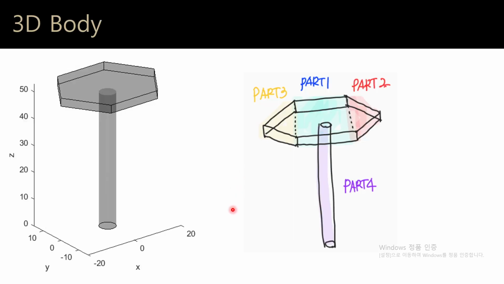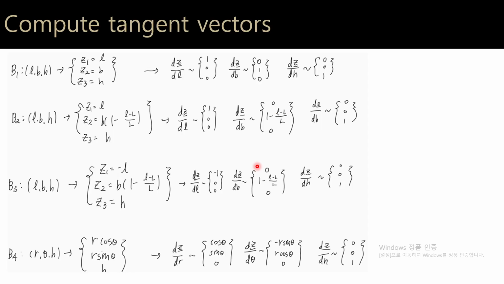This is the 3D body I selected. I divided it into 4 parts. First, I computed tangent vectors. For part 1, it is parameterized as L, B, H, so the tangent vectors are like this.